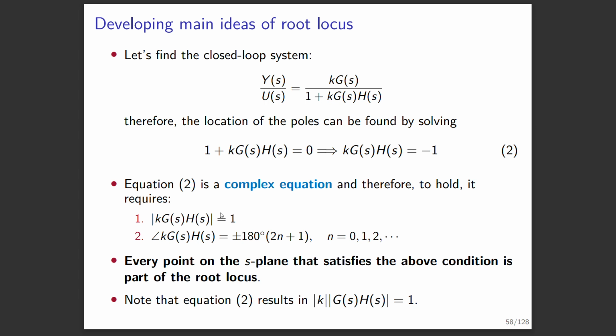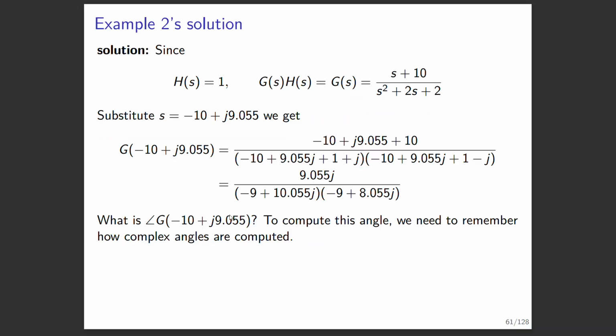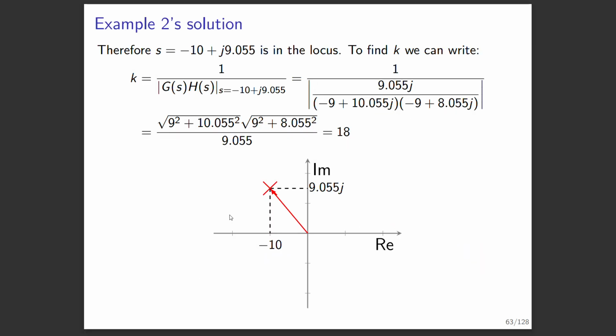How about the first condition? Well, I don't know K, right? So basically, I can find that value of K if I find the amplitude of G times H. I can find the corresponding K, which makes this entire thing 1. So if I want K times G times H to be 1, I can substitute S and find the corresponding K, which in this example is going to be 18.